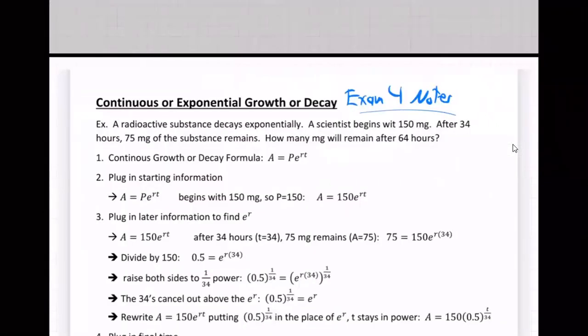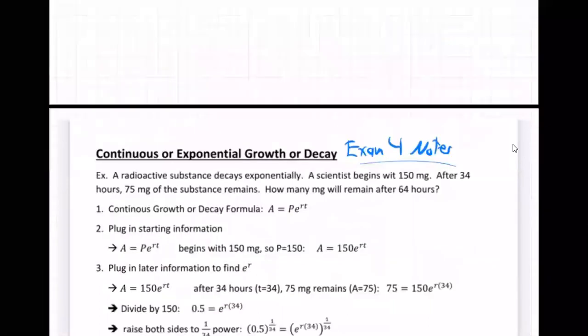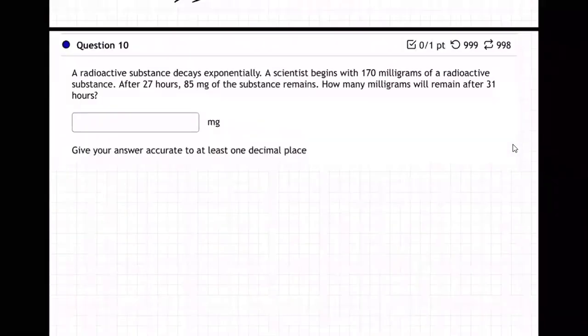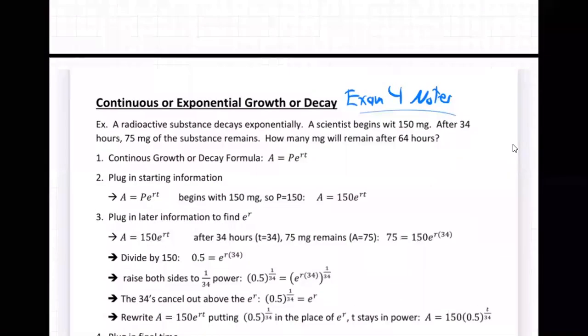So here are the exam 4 notes. Continuous or exponential? That's the keyword. Do you see how it's said right there? Decays exponentially. So when you see that, you go, oh, exponential growth or decay. So continuous or exponential growth or decay, want to use Pert. Plug in the starting information, find e to the r. Okay, I'll guide you through all this.